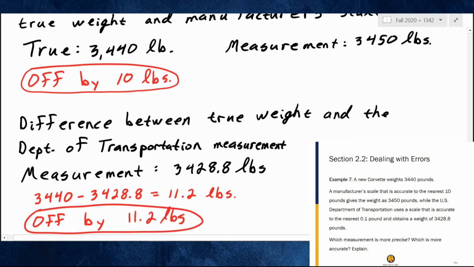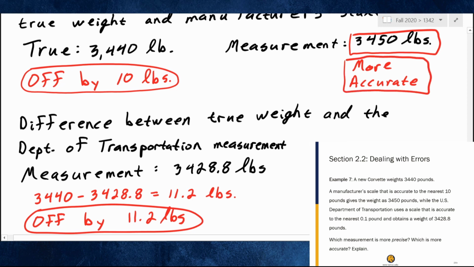So what we can say is the measurement that was done by the manufacturer, because it's closer, it's off by less, it's going to be more accurate. However, it's not more precise because this other one actually measures to smaller decimal places. So this one is actually more precise. So the general idea here is things can be more precise, but not necessarily more accurate. Things can be more accurate, but not necessarily more precise. Ultimately, we really like to have both, more precise and more accurate, and sometimes that is the case.